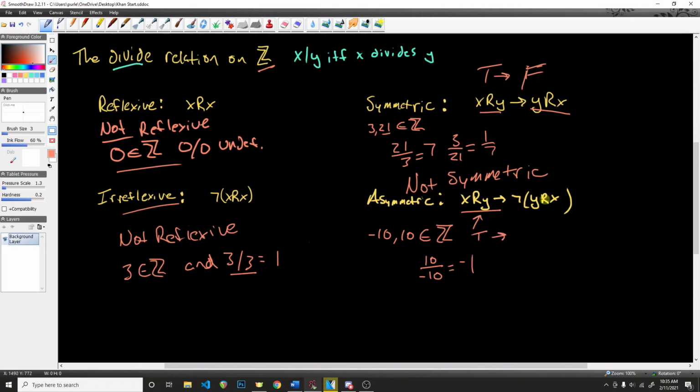But this part is saying that it is not the case that y is divisible by x. So if we swap them around, we get negative 10 divided by 10. We can see that this is negative 1, which again is an integer, so therefore it is the case that y is divisible by x. So therefore we've proven again that this is not asymmetric. So again, we have proof here of two numbers where this is true and this is false. True implies false, therefore we can say that this is not asymmetric.